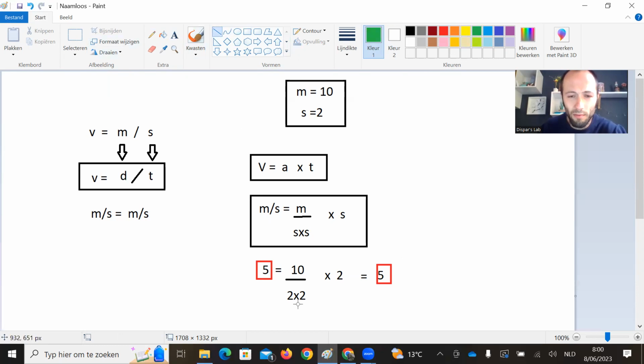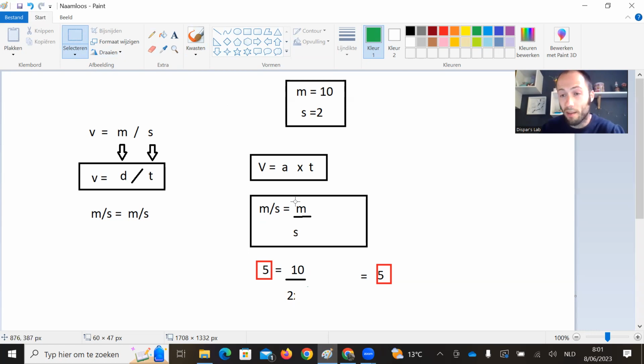Again, we can do cancellations. We can cancel this, because 10 divided by 2 times 2, that cancels out. It's just 1. Then we can delete this, and we're left with 10 over 2, which is 5 already. We don't need to do times 2, and then we don't need to do an extra divided by 2 and times 2. They cancel out. So in the same way, cancel out. Meters per second equals meters per second. So acceleration, meters per second squared times seconds, equals just meters per second.